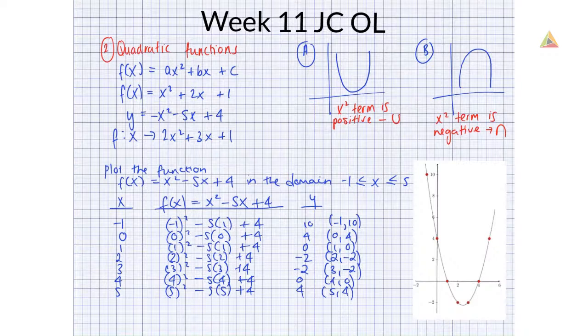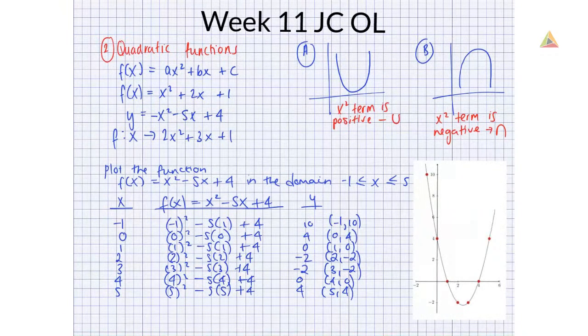We'll just go through the points. Minus 1, 10. So that's 0, that's minus 2. So minus 1 will be somewhere here. And minus 1, 10 will be that point there. Next point is 0, 4. So 0 on the x-axis and up to 4 on the y-axis. That's that point. 1, 0. So 1 on the x-axis will be here and 0.